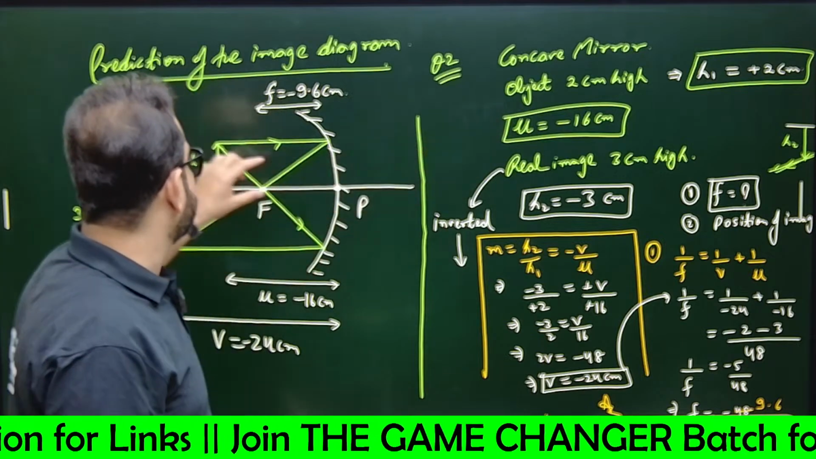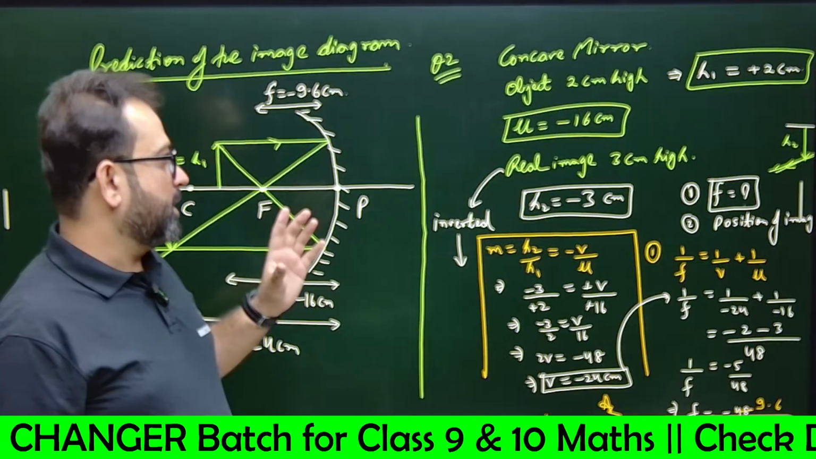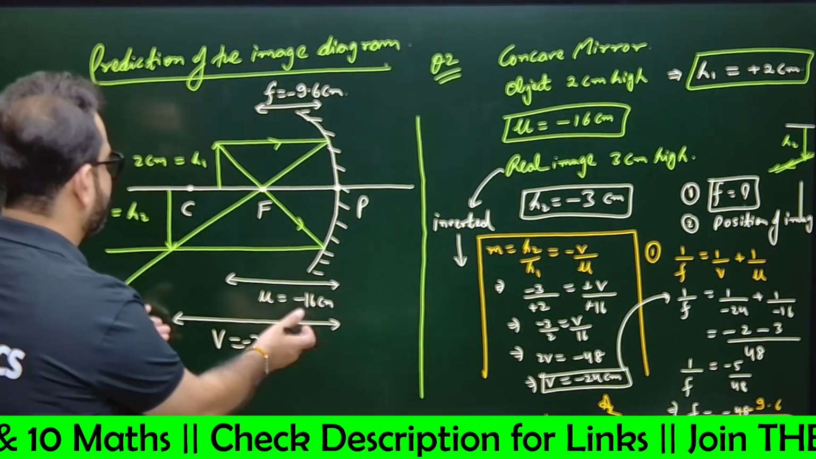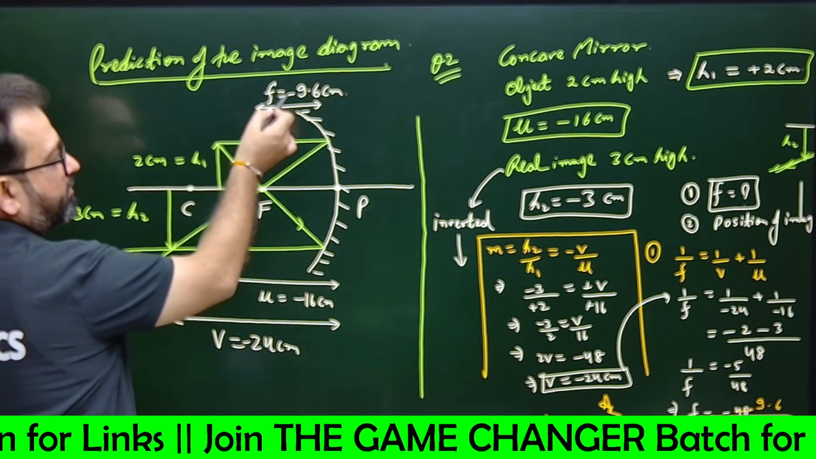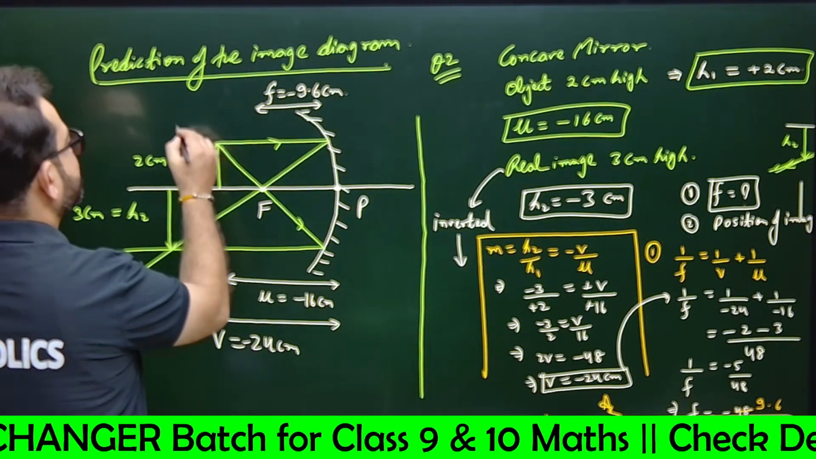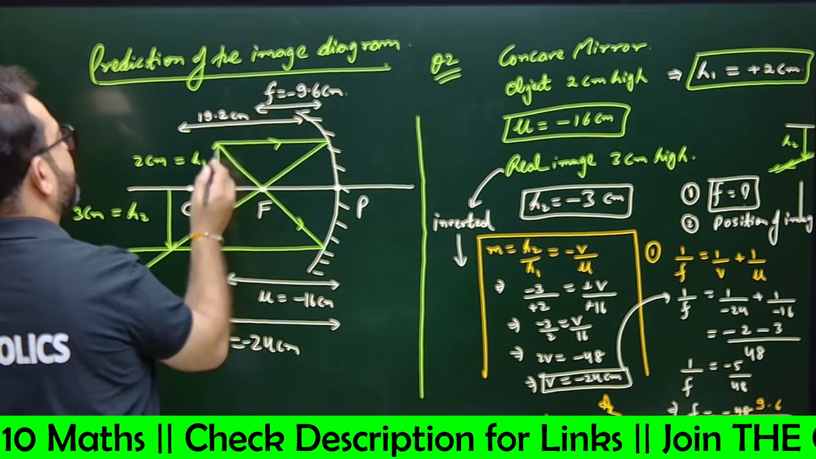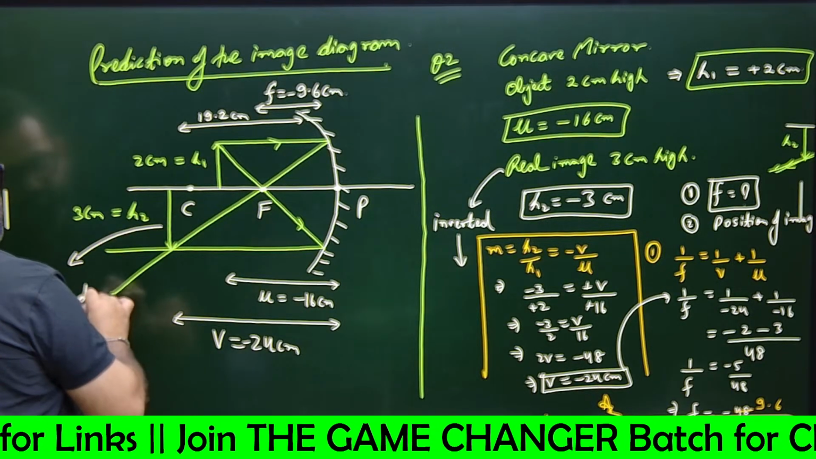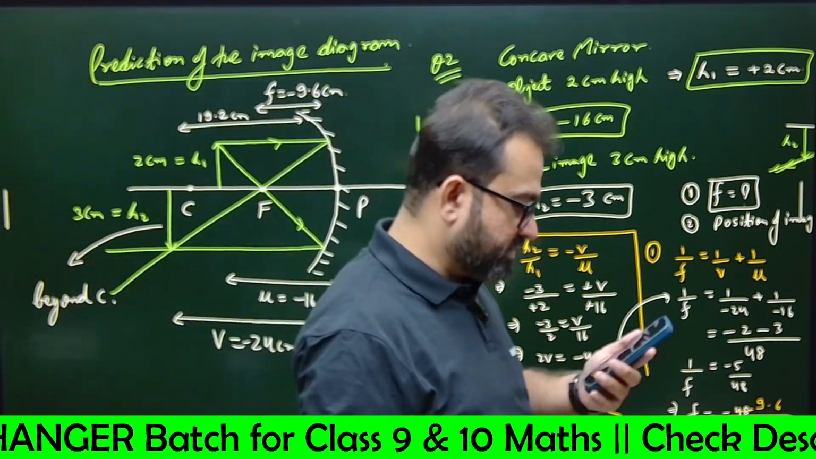Same concave mirror, object 2 centimeter high, image 3 centimeter high, it's visible. When we calculated f, it was minus 9.6. When we calculated v, it was minus 24. So 24 will be obviously more than the center of curvature. Double of 9.6 is 19.2, so the center of curvature is at a distance of 19.2 centimeter. Obviously, the image is being formed beyond C. Beyond center of curvature. Can anyone relate this so we can move forward? Sorted? I guess a big yes.